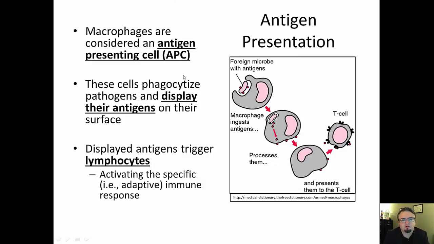Next thing I want to talk about here is a special role that macrophages play.